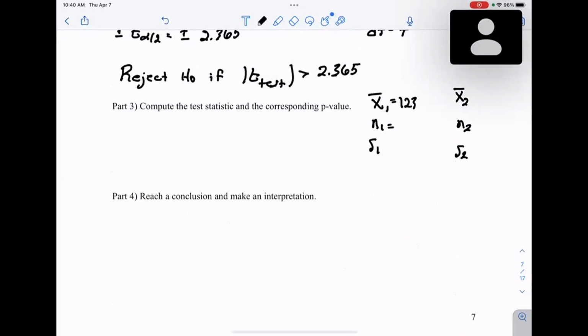And their sample size for the male infants is what? 10. And the standard deviation for them was what? 8. What was X2 bar, the mean weight for the female infants? 116. N2, the number of female infants sampled, was what? 8. That is an ugly 8. And what was the sample standard deviation for the female infants? 5.